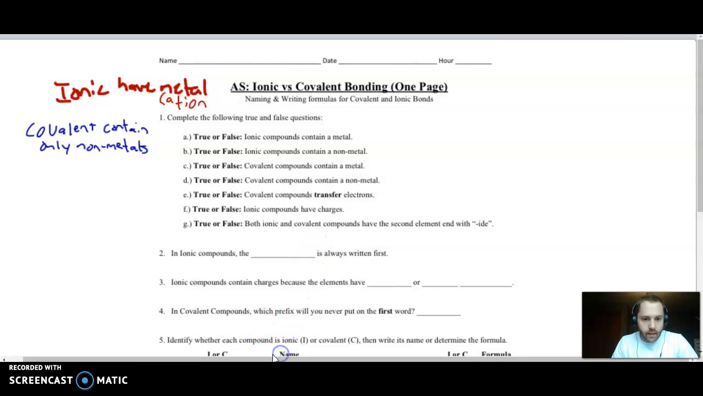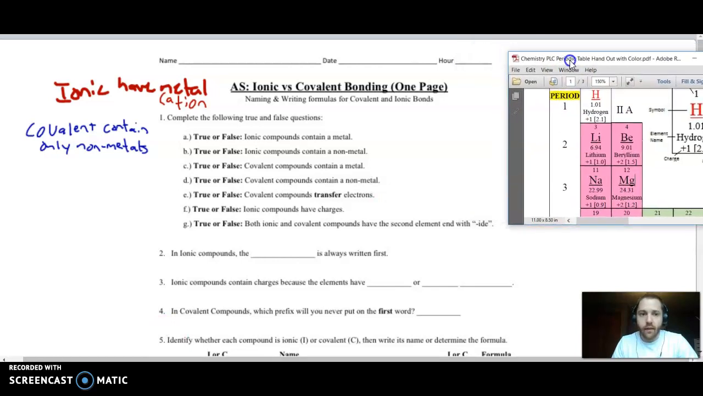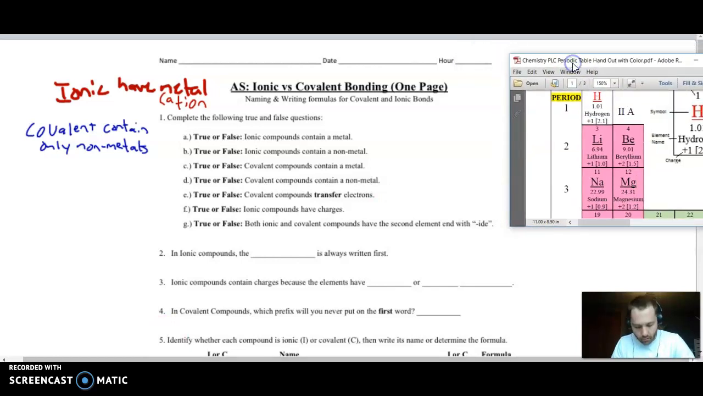If we keep those in mind as we work on this assignment, it makes our lives a lot easier. And then there are some extra rules we could add. For ionic, an important thing to remember is that you need to balance charges, because that word ion literally means it contains a charge. It has gained or lost electrons, so you need to balance charges. And for covalent, you use prefixes instead of balancing charges, because charges don't apply since they're going to share electrons.